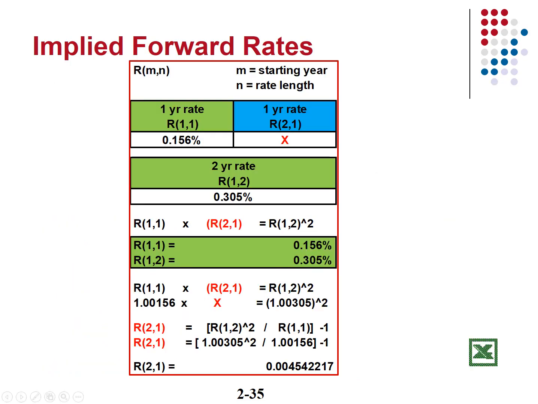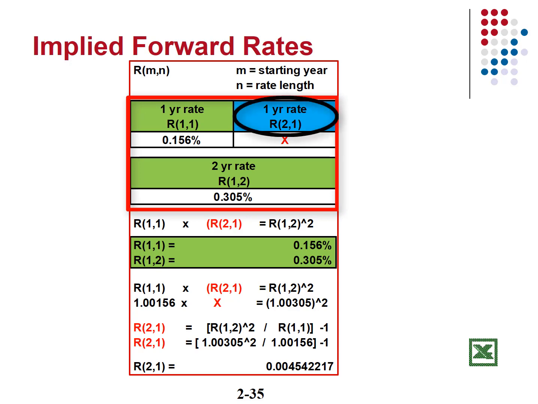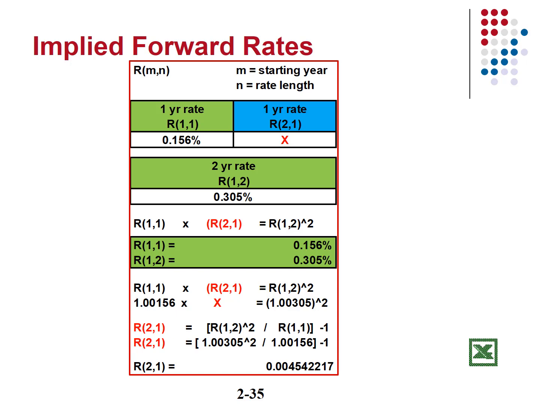The first part of the example is shown above. Given a 1-year rate starting at year 1 and a 2-year rate starting at year 1, we can imply the 1-year rate beginning at year 2, the blue cell. For computation, all rates are added to 1 and the 1 is subtracted out at the end. The logic is that to avoid an arbitrage opportunity, the product of the 2 1-year rates must equal the 2-year rate squared. To see this in Excel, you can click on the Excel icon.